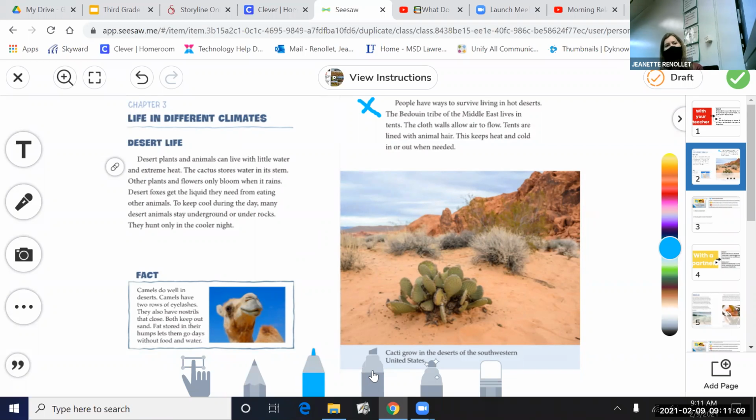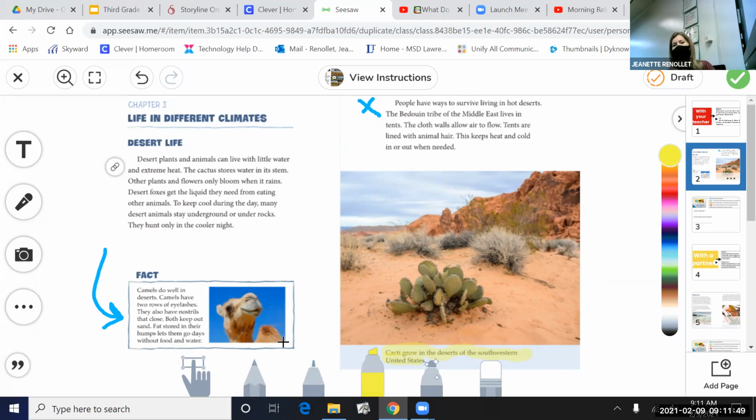I see a caption down here. It says cacti grow in the deserts of the southwestern United States. And right over here is a little text feature giving us a fact with a caption next to a picture. It says, camels do well in deserts. Camels have 2 rows of eyelashes. They also have nostrils that close. Both keep out sand. Fat stored in their humps lets them go days without food or water.